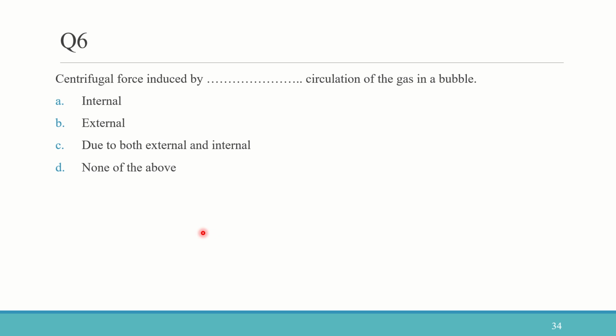So centrifugal force is induced by the internal circulation of gas in a bubble. Option A is the answer, because centrifugal force is like pushing the bubble boundary, we can say. So why is that happening? Because of the internal circulation of gas happening inside the bubble. So because of the internal circulation of the gas inside the bubble, the centrifugal force is induced. So do you remember what we discussed about centrifugal force and bubble disintegration? Centrifugal force increases, bubble disintegration happens. So how is this centrifugal force produced or induced? It is caused by the internal circulation of gas in a bubble.